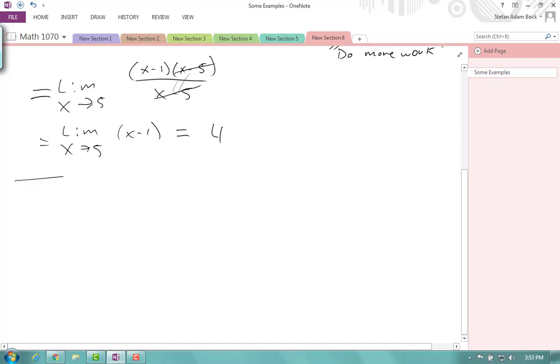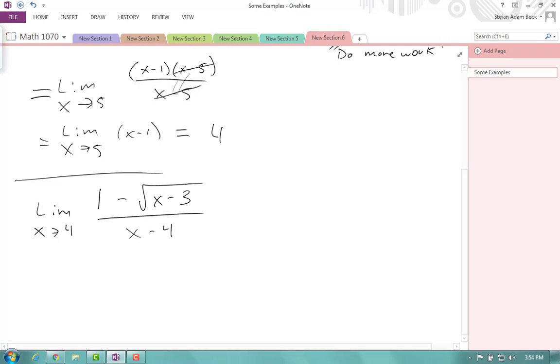Another favorite, I might have something like the limit as x goes to 4 of 1 minus the square root of x minus 3, all over x minus 4. Now what I notice here again is if I try to plug in 4, I'll have 1 minus the square root of 4 minus 3, that's 1, all over 4 minus 4, that's 0 over 0 again. But this time I don't have a polynomial, so I can't exactly factor this and try to cancel something.